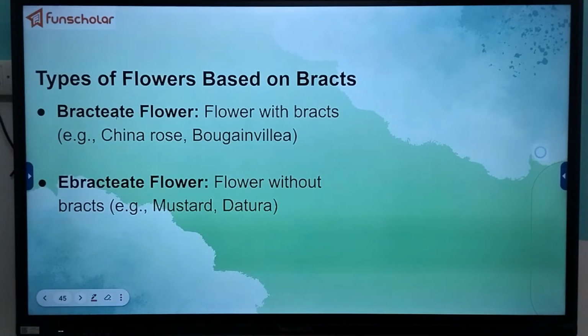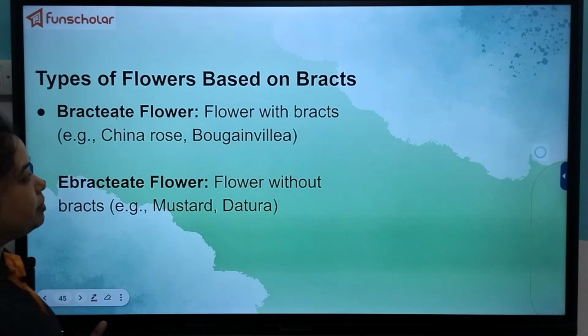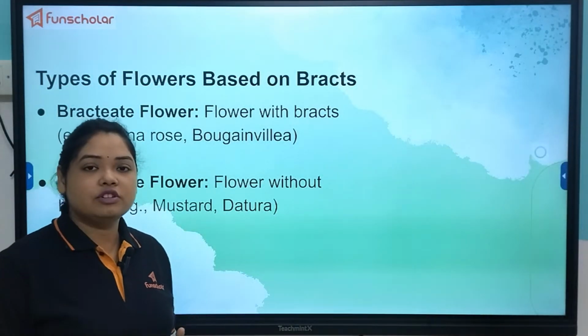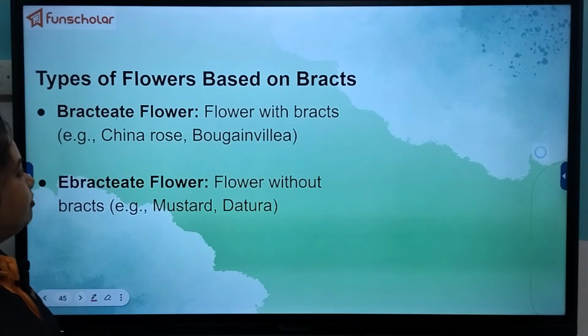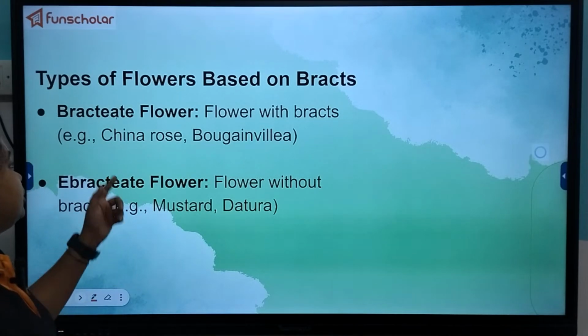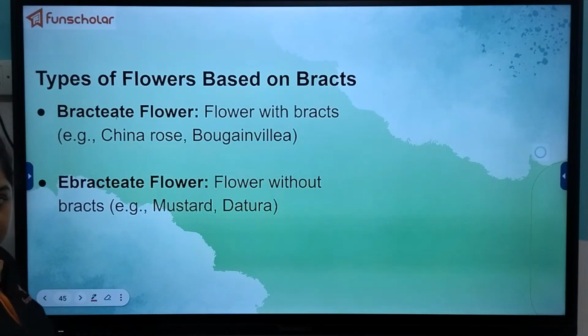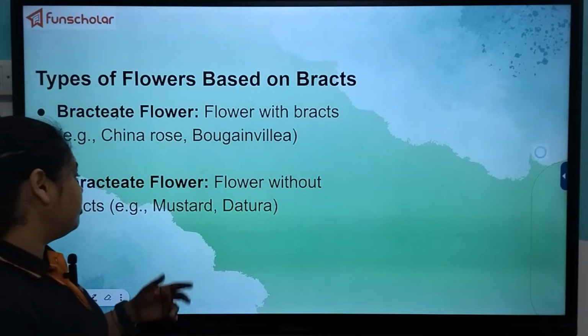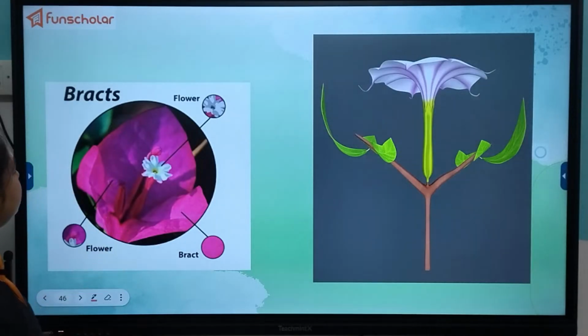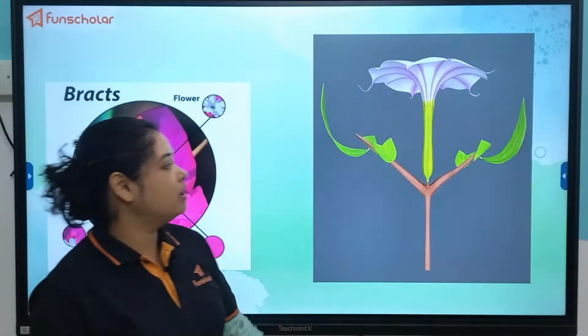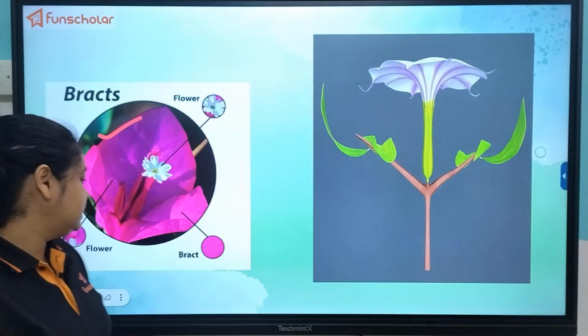Now, based on the presence and the absence of bracts, the flowers can be bracteate flower, that means where the bracts are present, example China rose or hibiscus and bougainvillea, or the flower in which bracts are absent, example mustard flower and datura flower. So here you can see the bright magenta color, that is not the petal, it is the bract. And here the datura flower, here no bract can be seen.